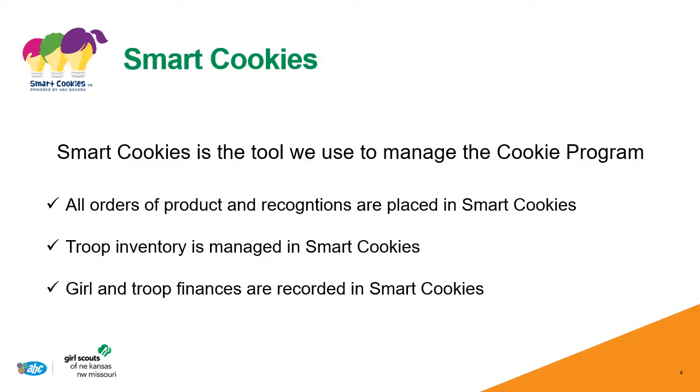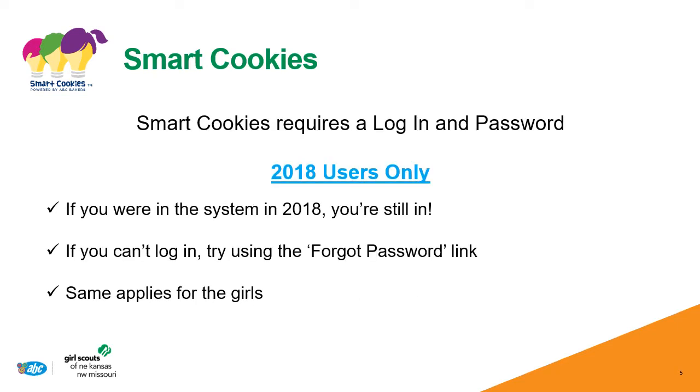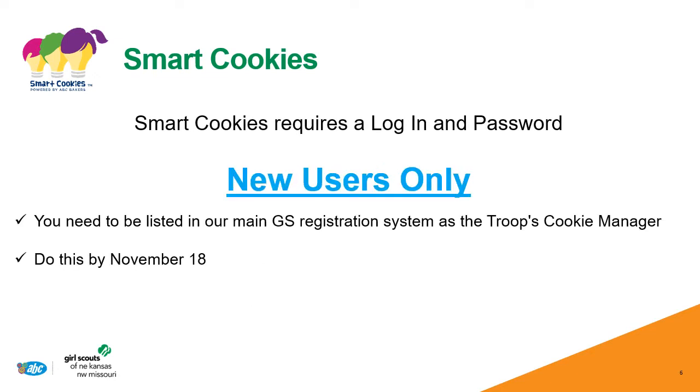As the management tool, we use Smart Cookies to place all orders of products and recognition. We manage all inventory in Smart Cookies, and we track all girl and troop finances. Smart Cookies requires a login, or a username and a password. If you were a 2018 user, you should still be able to log into the system. This applies to volunteers and girls. New users for 2019 will also need a username and password.